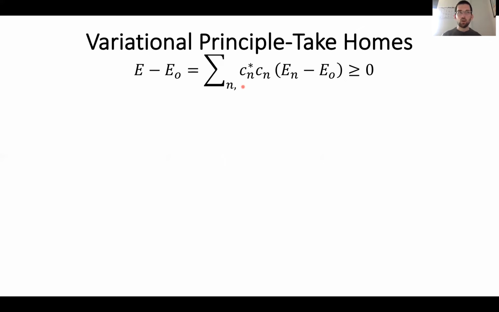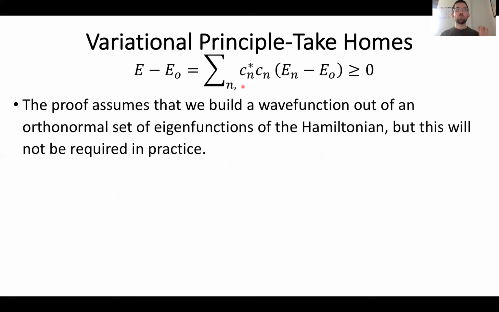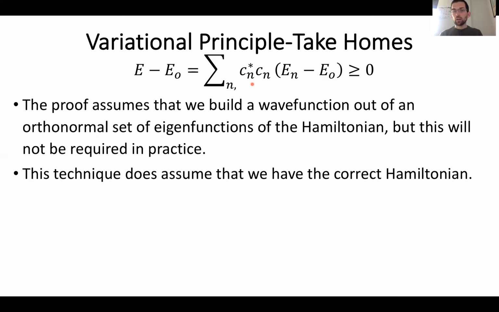So let's do a quick take-home messages of this guy. So first, I want to emphasize that while our proof assumes that we built a wave function out of an orthonormal set of eigenfunctions, this approach doesn't require that our basis set actually be eigenfunctions. It's just going to make the math a whole lot simpler. But what it does require is the fact that we have the correct Hamiltonian.